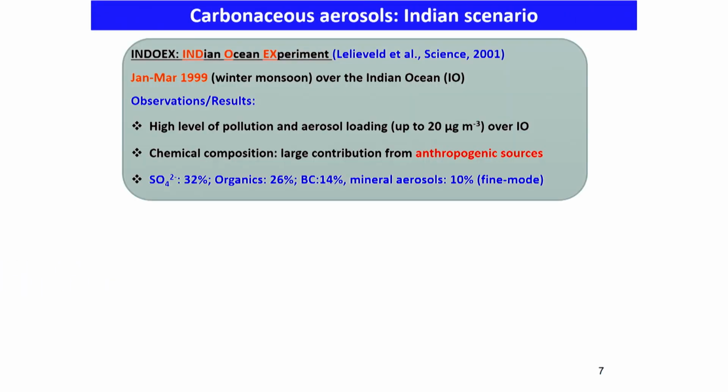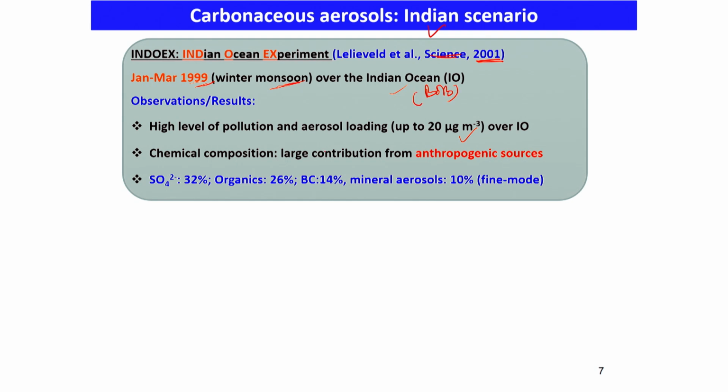In order to study this, the initial study was conducted in India, called INDOEX, and that paper was published in Science. It was a very important paper. The experiment was conducted from January to March 1999, during the winter period, over the Indian monsoon region. Even in the winter period, we have lots of emissions in the Gangetic plain, and those emissions were transported to the Indian Ocean and especially the Bay of Bengal.